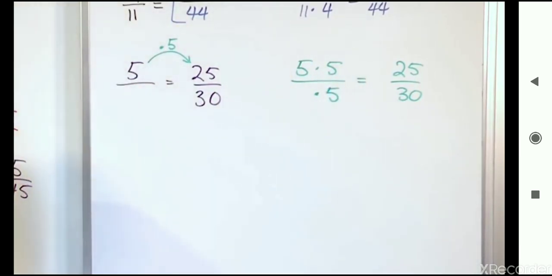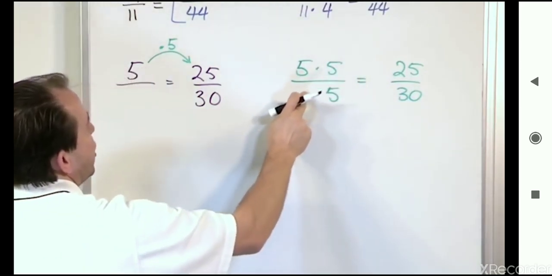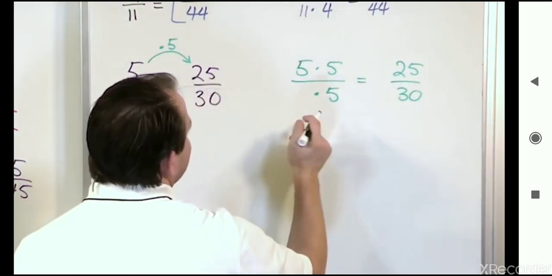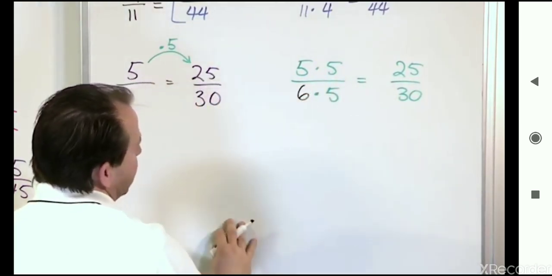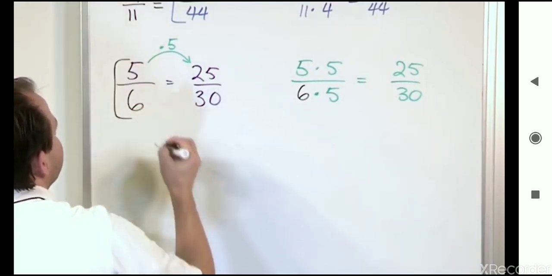So the other question then is, if I'm multiplying by 5 on the bottom, what does this unknown number have to be? What times 5 will give me 30? The only thing that works is 6, because 6 times 5 is 30. So this has to be a 6, and this is the final answer.